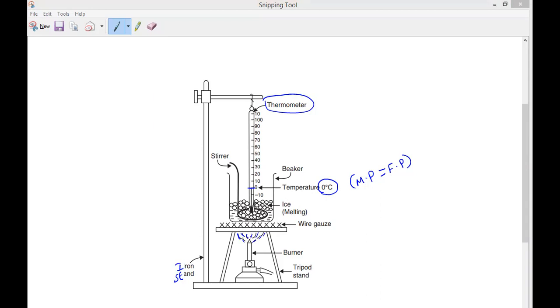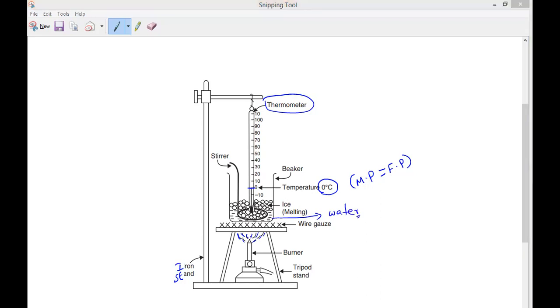The ice will start melting to form what, guys? This ice will slowly start melting and form water. That is the liquid state we can say.